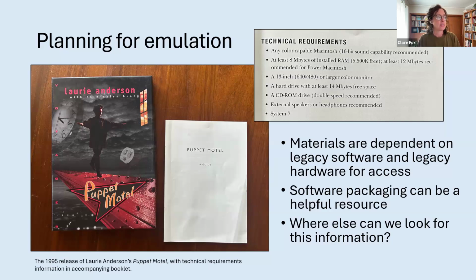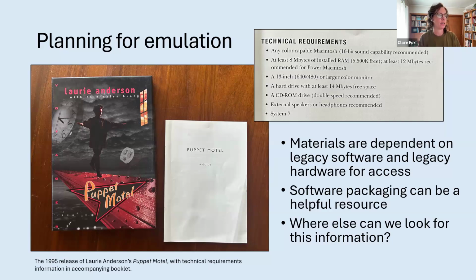So I'll use Laurie Anderson's 1995 multimedia CD-ROM called Puppet Motel as an example. This is a title that's within the CD-ROM collection in the music library, and this one in the image happens to be my own copy. These materials are dependent on legacy software and hardware for access. And I know this, like Eric has demonstrated, as soon as I plug in my optical drive and try to mount the CD-ROM across different operating systems on contemporary computers, they all throw error messages that say the disk is unreadable. I can also just know this by looking at the software packaging to a certain extent.